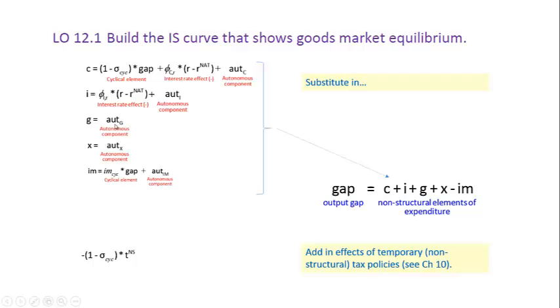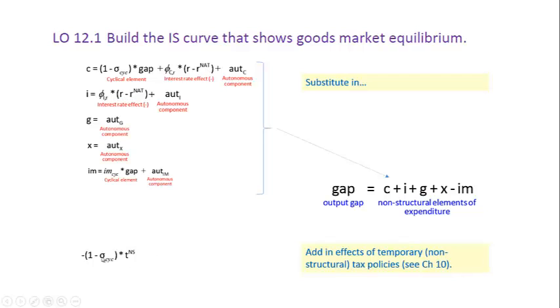These carry over from Chapter 10: non-structural government, non-structural exports, and non-structural imports that also include a cyclical element. So the idea is that when output goes up, our income goes up as well. We spend some fraction of that in more imports. We substitute everything in. What we've done is we've added some interest rate effects here.